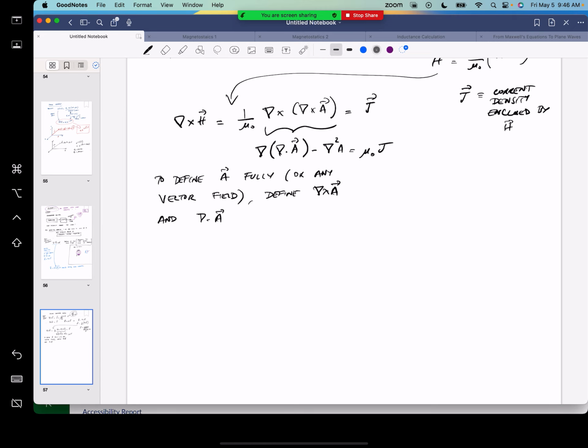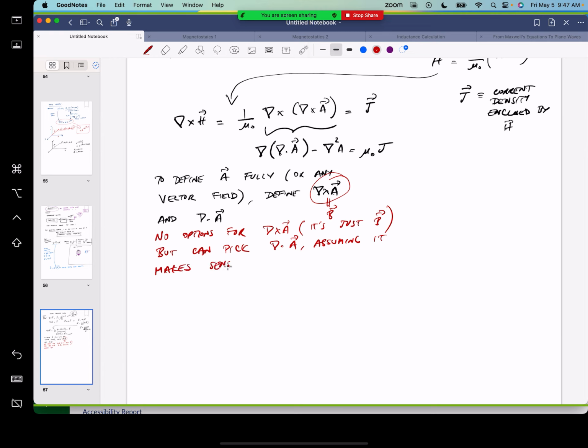Del cross A, we started this whole thing by saying that we've defined as B. So we don't have any leeway in defining del cross A. So no options for del cross A. It's just B, just a magnetic vector. But we can pick del dot A, assuming it makes sense for the particular problem.